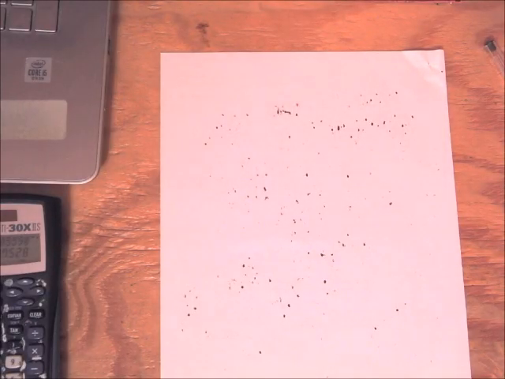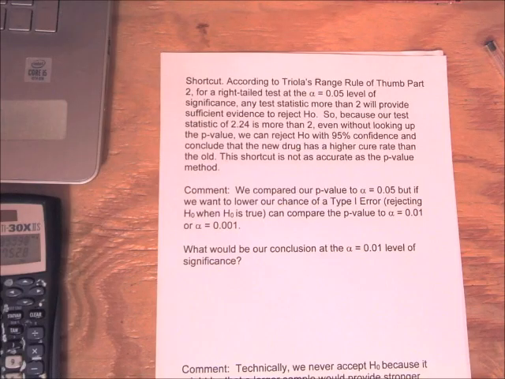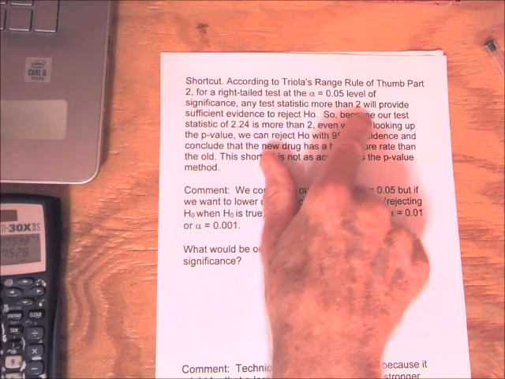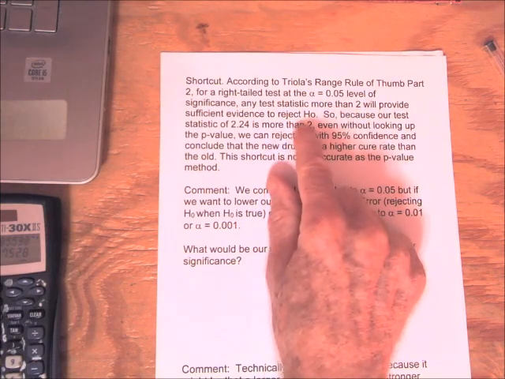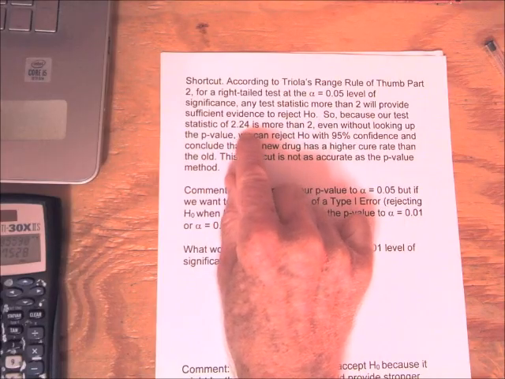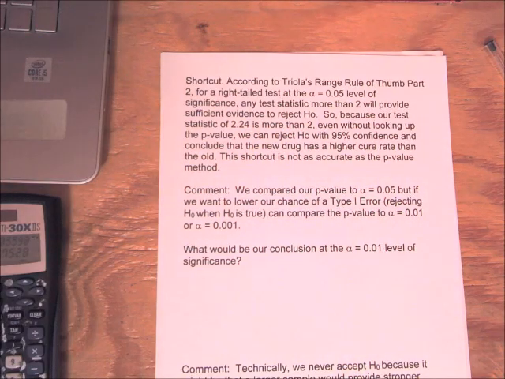Okay, so there's a shortcut. If we use Triola's range rule of thumb part 2 for a right-tailed test at the 0.05 level of significance, any test statistic more than 2 will provide sufficient evidence to reject h naught. So our test statistic of 2.24 is more than 2, so even without looking up the p-value, we can reject h naught with 95% confidence and conclude that the new drug has a higher cure rate than the old.